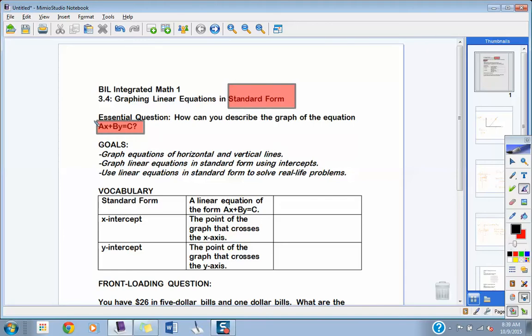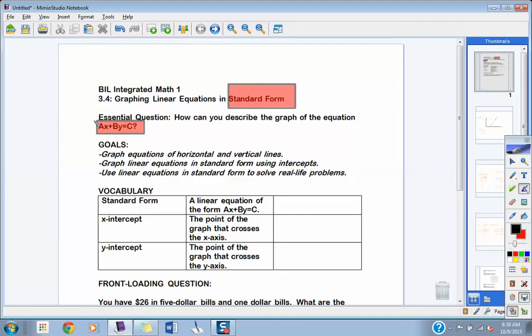But some of the goals that we're going to try and hit today, volunteer to read my first goal. Go, T. Graph equations of horizontal and vertical lines. Okay, horizontal and vertical lines. Horizontal being what type of a line? Left to right, flat, right? And then vertical lines are just going to be something that would be straight up and down, right?